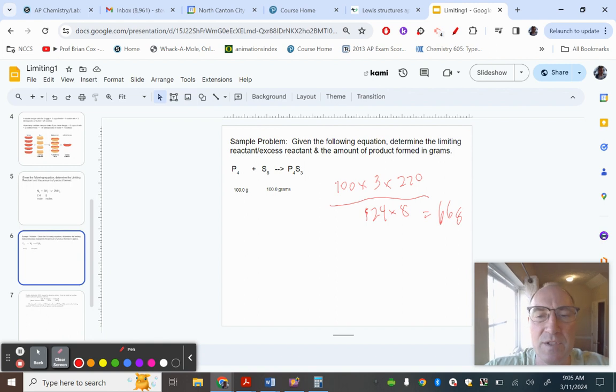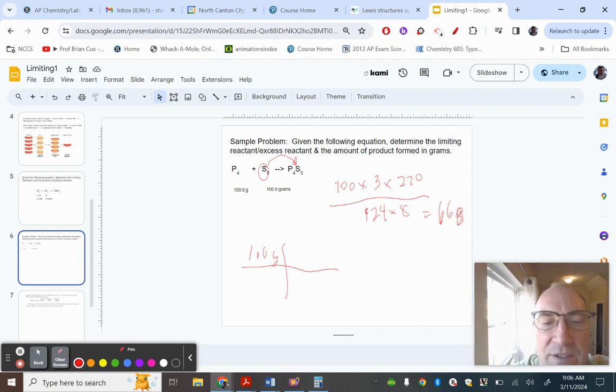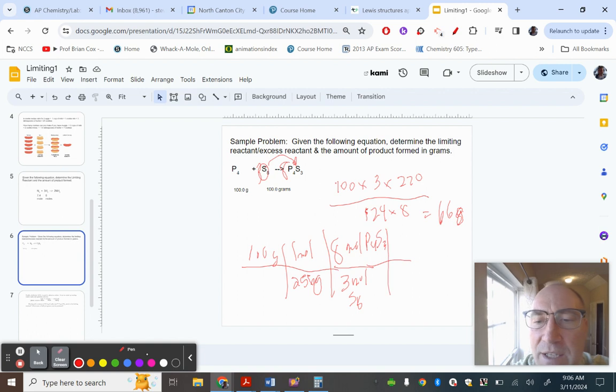Okay, so then we have to do the same with the other one because we want to find out which one produces the least. So we would do 100 grams, and this time we're going to go from here to here. The molar mass of S8 is 256, so it'd be 32 times 8, that's 256. And then there's a ratio of 3 moles of S8. Remember, there's a 3 here and an 8 here. And 8 moles of P4S3. And then finally, we would do 1 mole and then 220 grams.